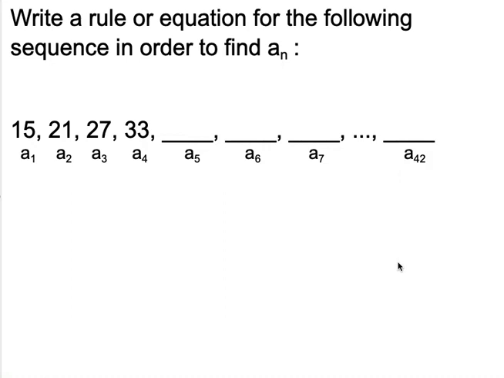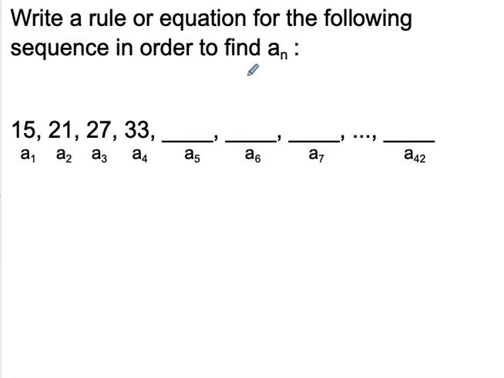Sequence, and we're asked to write a rule or an equation in order to find a sub n. So this is the first time that we've been introduced to the little a with the sub number. All that means is that's what term we're on. So a sub 1 is our first term, which in this case is 15. A sub 2 is our second term, which in this case is 21. And it follows that pattern all the way to a sub 42, which is our 42nd term, which is what we're trying to find.